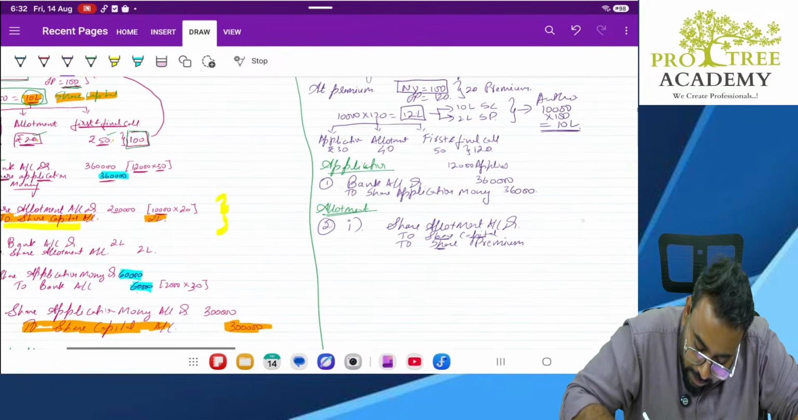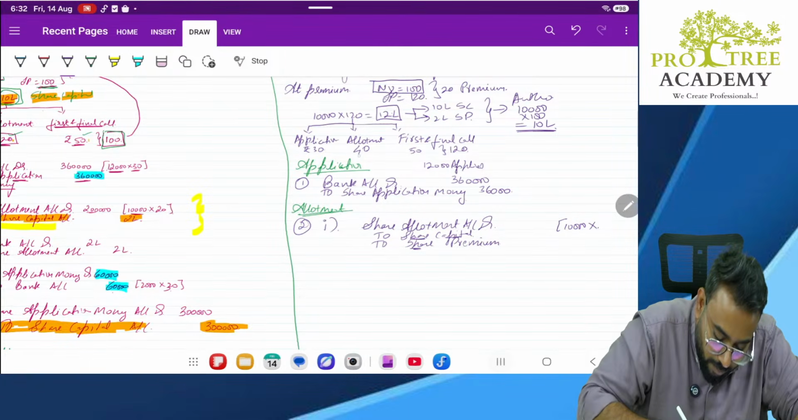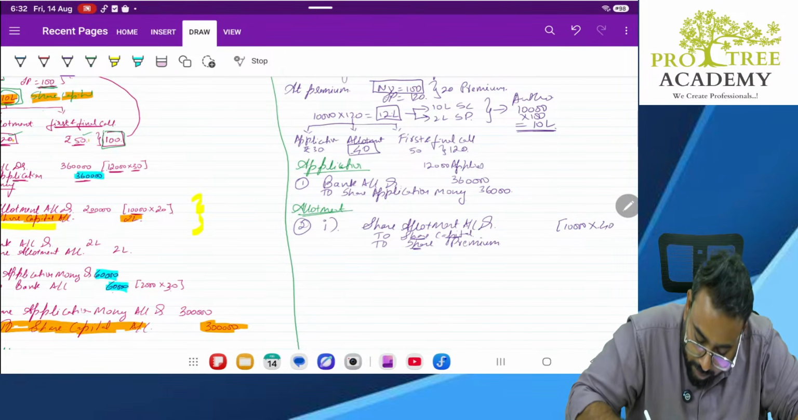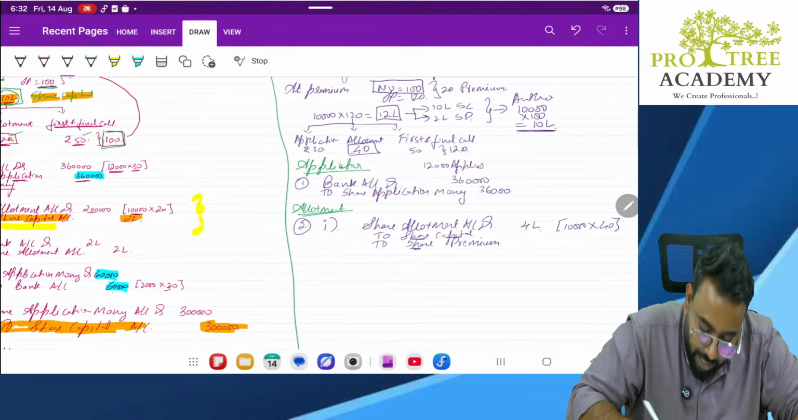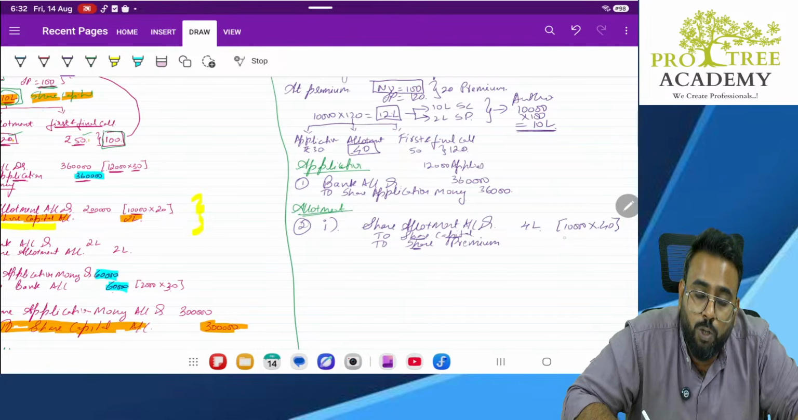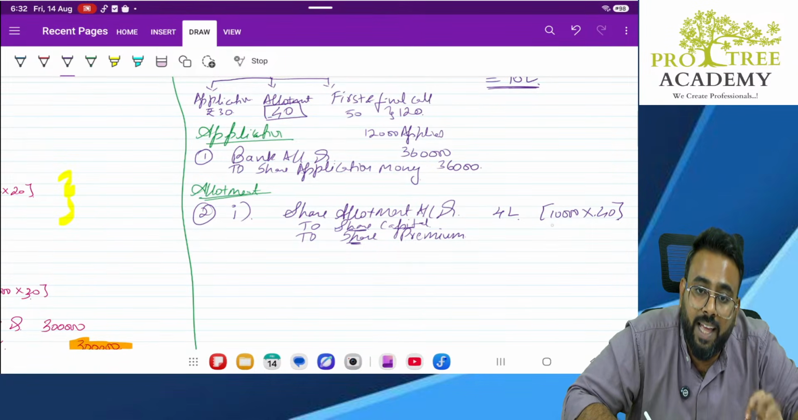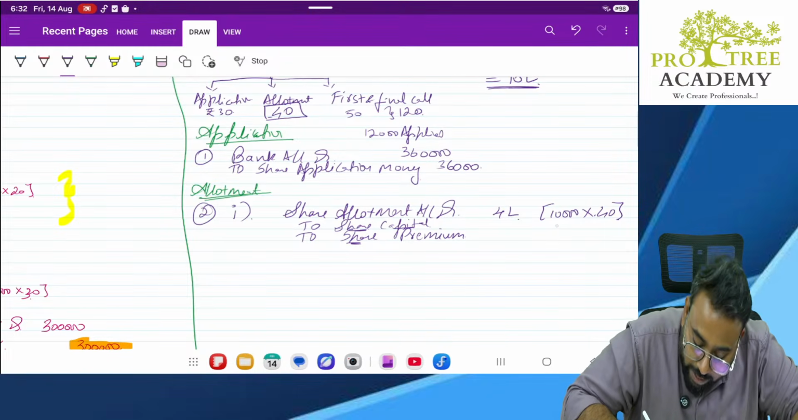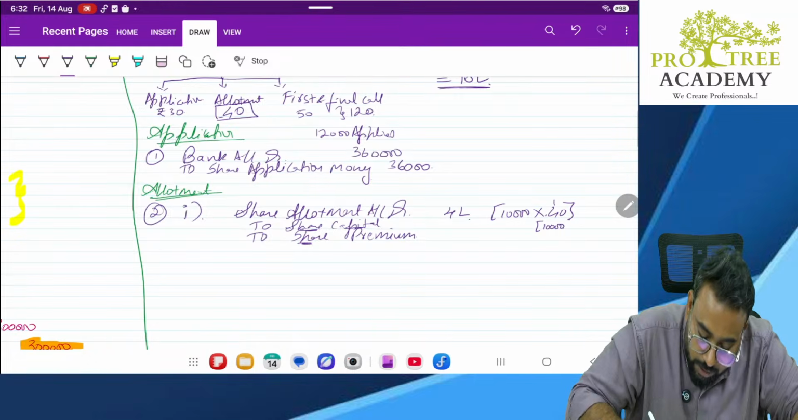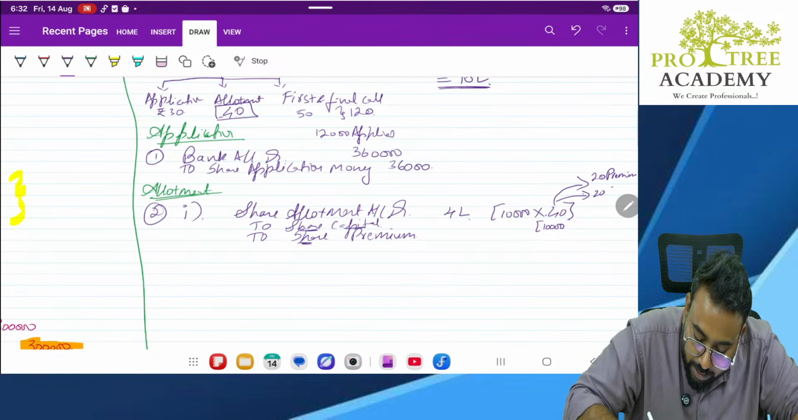Now what will happen is, 10,000 shares into how much are we receiving? Sir, we are receiving 40 rupees. Correct? So that will be 4 lakh. Now, how much should we credit to share capital, sir? Here only the catch comes. Here you can't credit the entire 4 lakhs. Sir, why, sir? Out of this 40, 20 is premium and another 20 is capital.